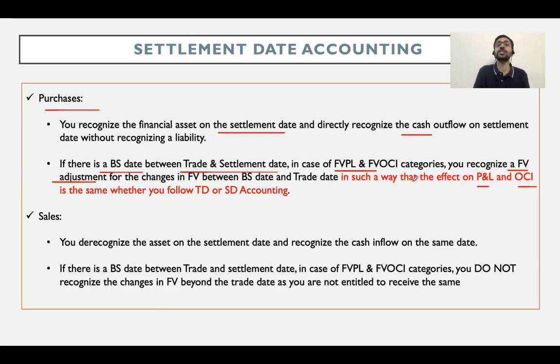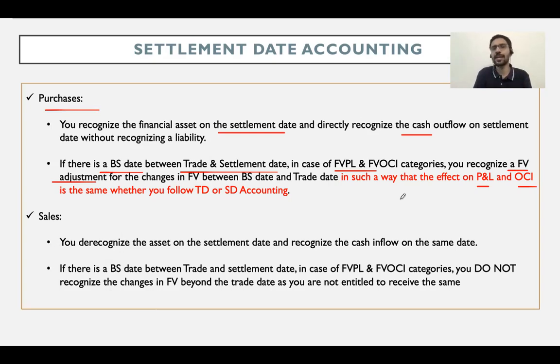Why are we doing this? We are doing this to ensure that the net P&L that is reported under trade date accounting is equal to the net P&L that an entity would report under settlement date accounting. We do not want the P&L and the other comprehensive income to be different under each accounting policy choice. We want it to be exactly equal, and that is the reason we're recognizing this fair value adjustment.